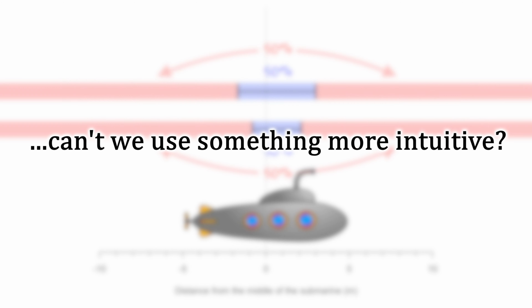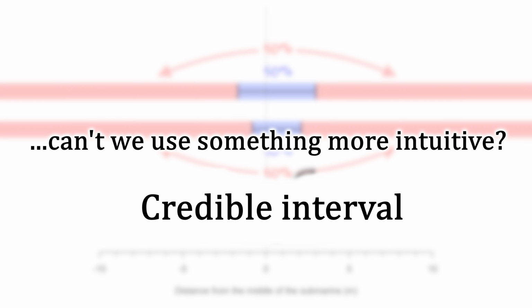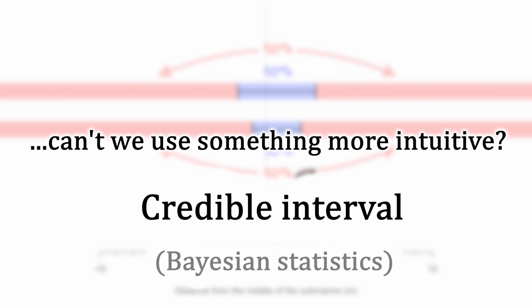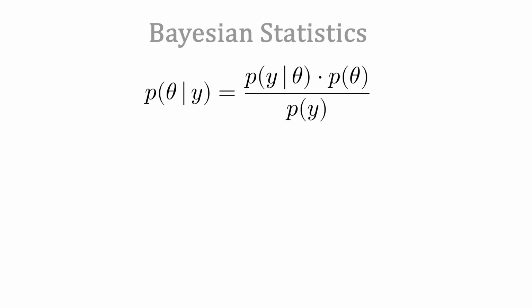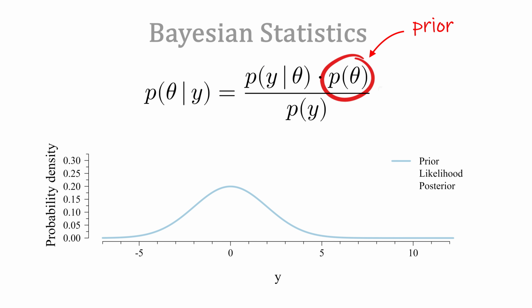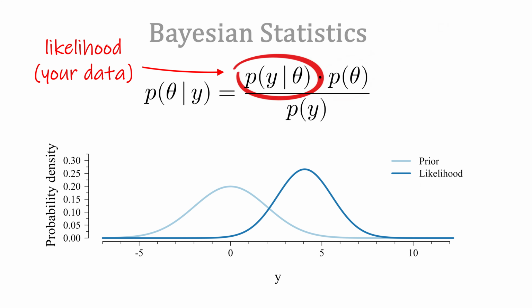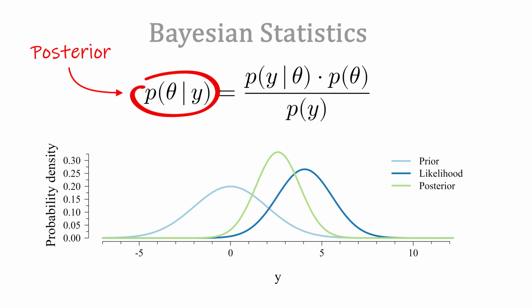If you do want to make a statement of probability about a single interval, that is possible, but what you need is called a credible interval, which requires a different kind of analysis called Bayesian statistics. In Bayesian statistics, you assign a prior probability to the outcome, and then you update your prior belief using the data you have, resulting in a posterior probability distribution.